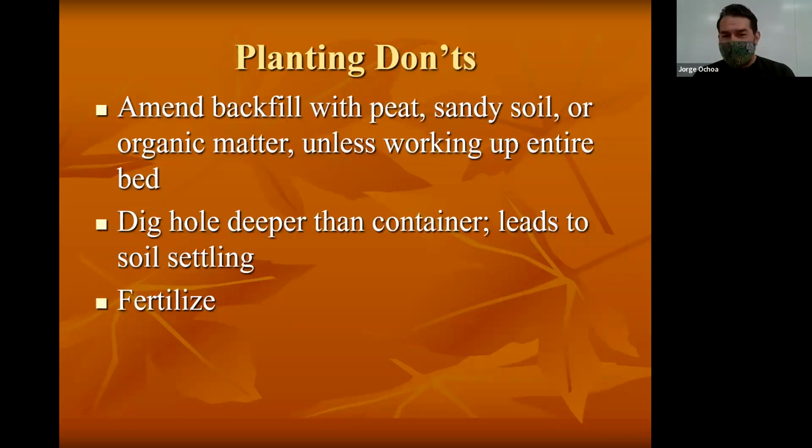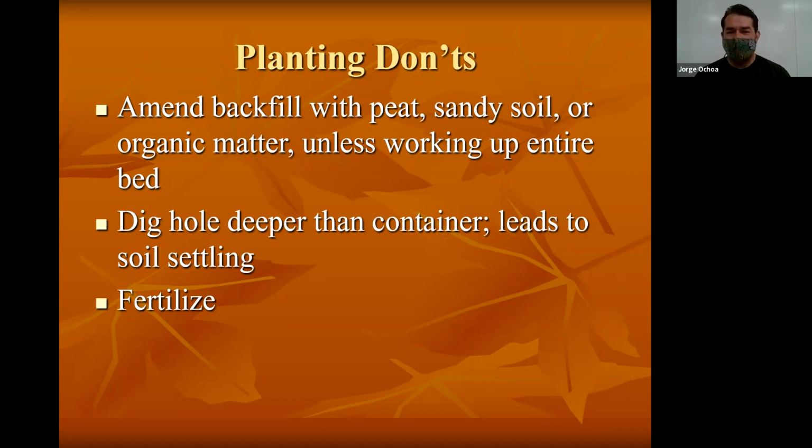So planting don'ts, very important. Do not amend the backfill. That's not good, so whenever possible, don't amend it. Force the plants to grow in that native soil. Don't dig holes that are deeper than the container, because if the holes are very deep, there's going to be some settling and the plant will eventually be deeper or be buried too low. And that is going to be another problem.